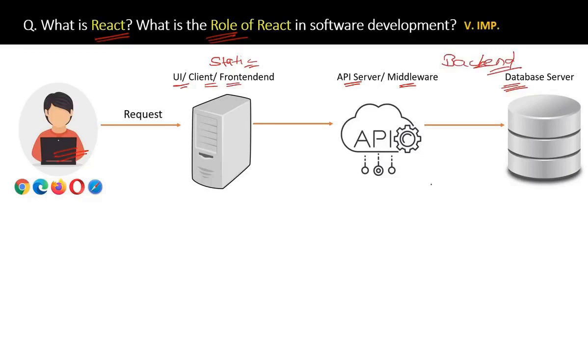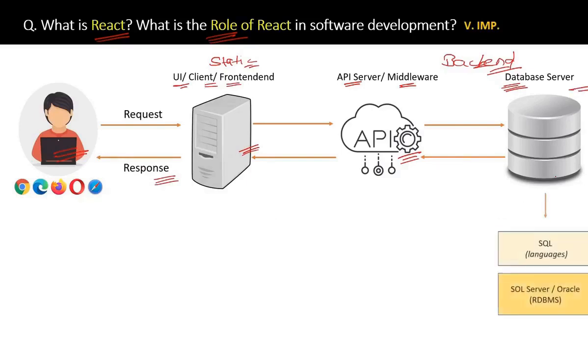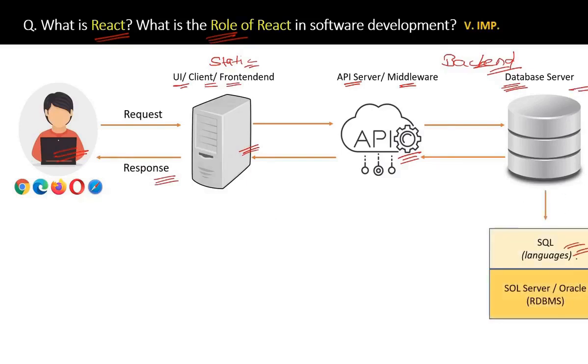In the event of a GET, the database will respond with some data to the API, and then the API sends the data back to the client, which will then display the data to the user or to you. This is the basic flow. Now for database, we use SQL as a language for running the script and SQL Server or Oracle as the DBMS. There are other DBMS as well, but these are the popular ones.